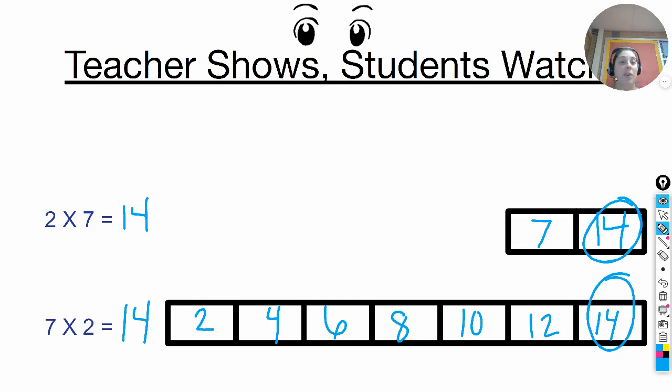So it doesn't matter whether we count by 7s or by 2s, we will get to the same answer. Okay, so that can really help you when you're solving multiplication problems. You can pick which number you want to count by. It's just if I was counting by 7s, I needed to do it 2 times. And if I was counting by 2s, I needed to do it 7 times. Because remember, that first number is the number of groups that you have.